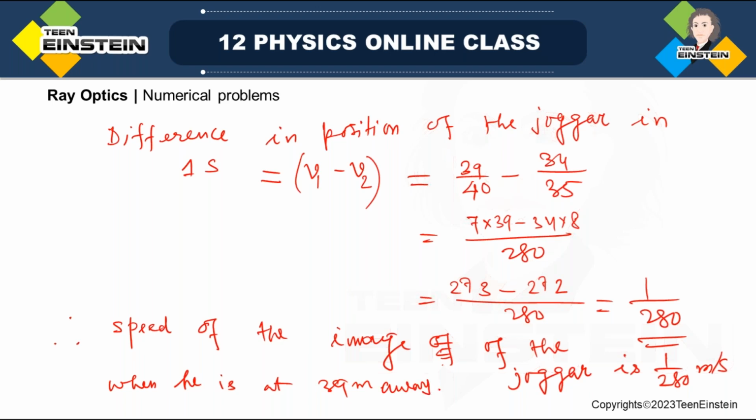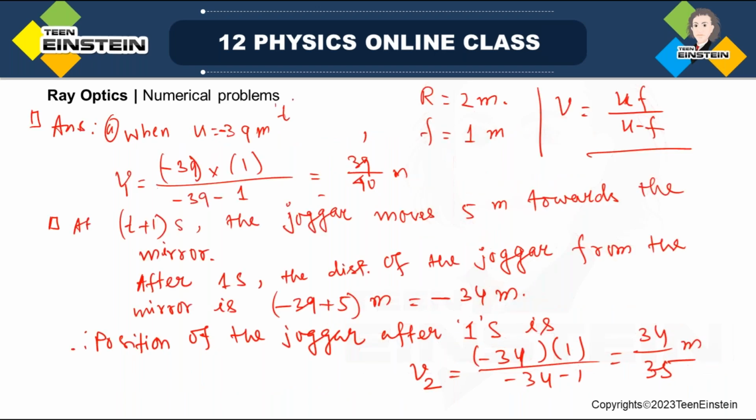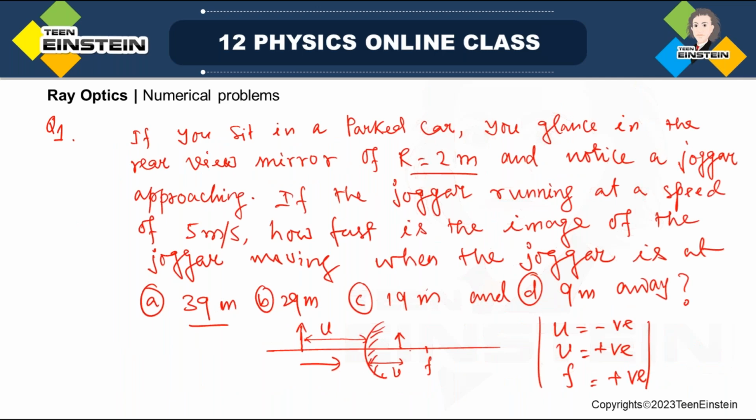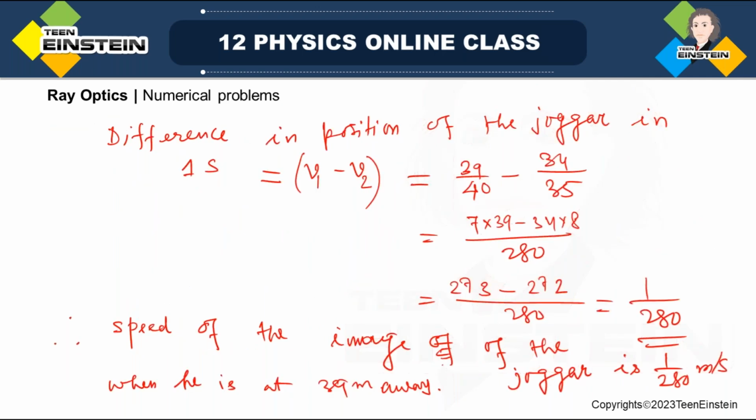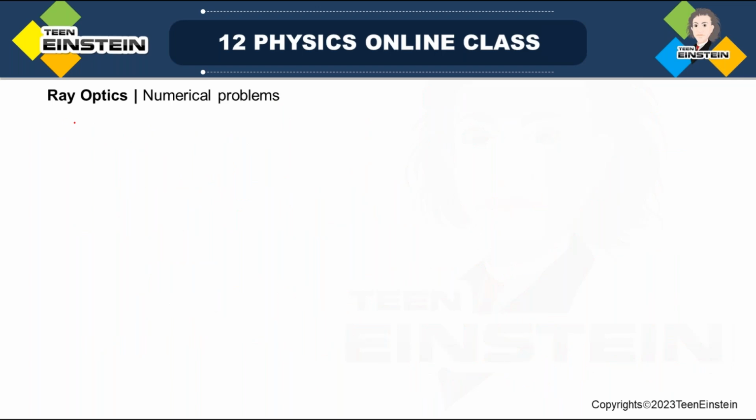Similarly, I can solve for the other distances as well. This is very simple. We can just follow this. See, first we have to find out. If I take the second part of this, when he is at 29 meter away.